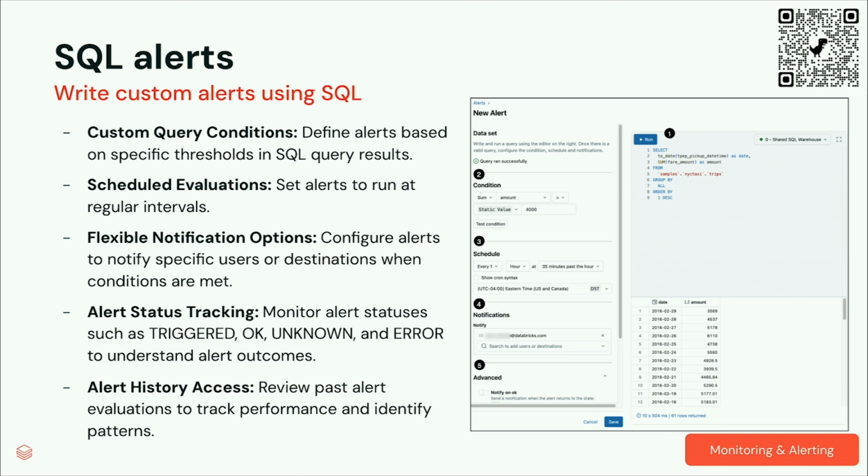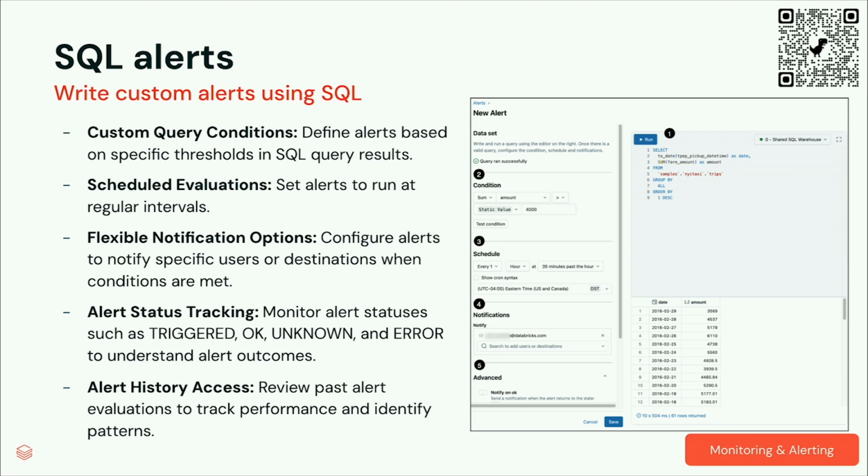As you can see on the screen, you start by defining a SQL query to pull the data that you want to inform your alerting. Then you define a condition to say, based on this data that was retrieved, if this condition was met, I want an alert to be triggered. Then you can schedule evaluations for these at a regular interval. And finally, you can configure notifications on top of those.